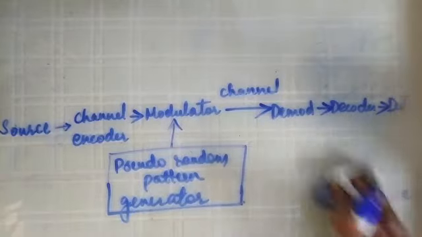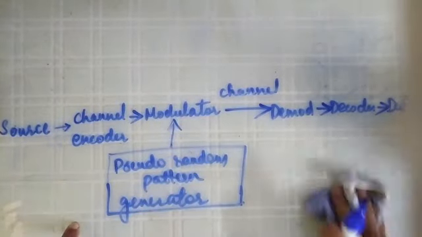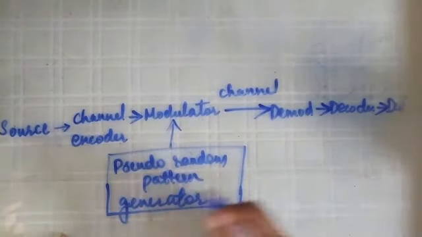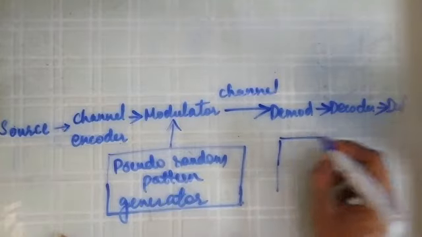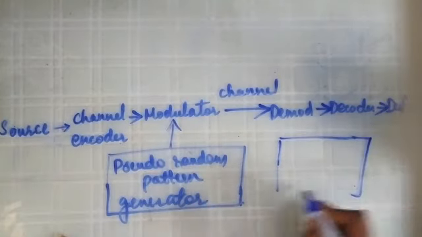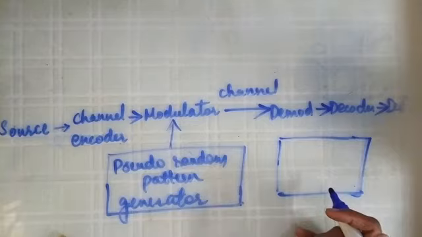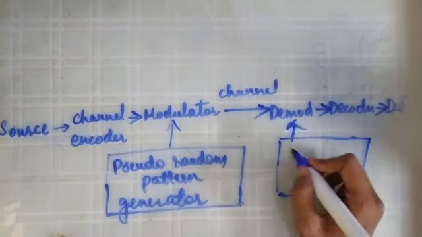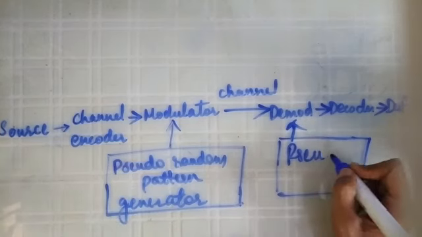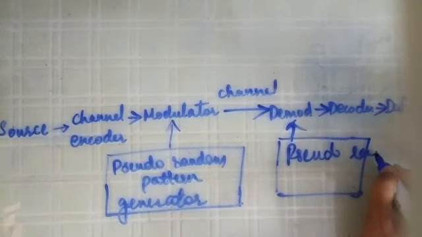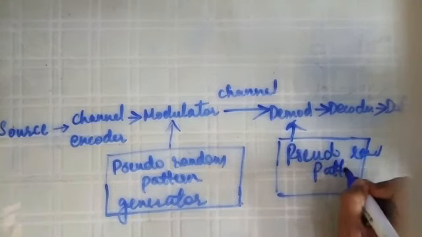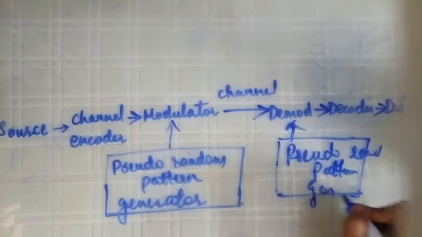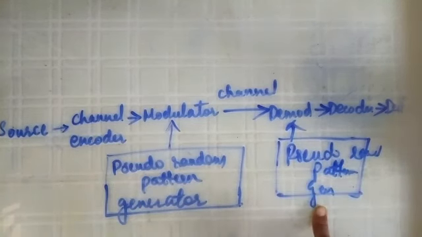Now what happens at the receiver? This is happening at the transmitter, right? So the receiver has to know this same pattern to decode the message back to its normal form. This demodulator also needs to know the same sequence which the transmitter had used. So the pseudo random noise pattern generator is required at the demodulator as well.